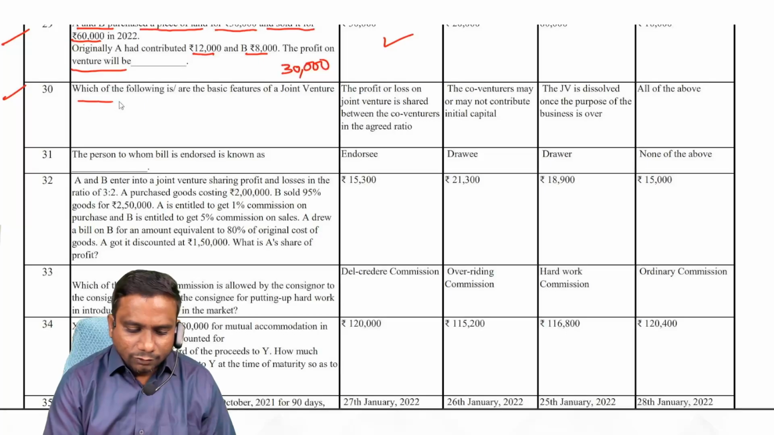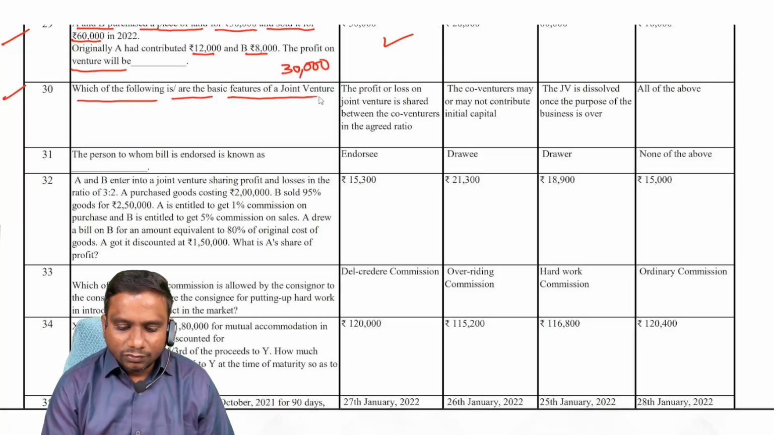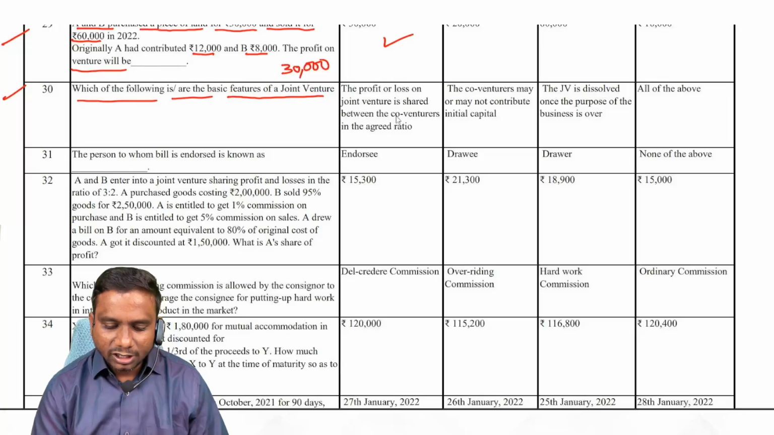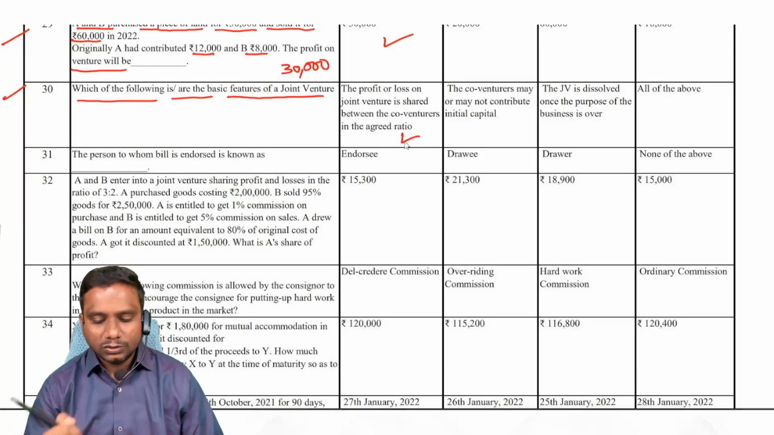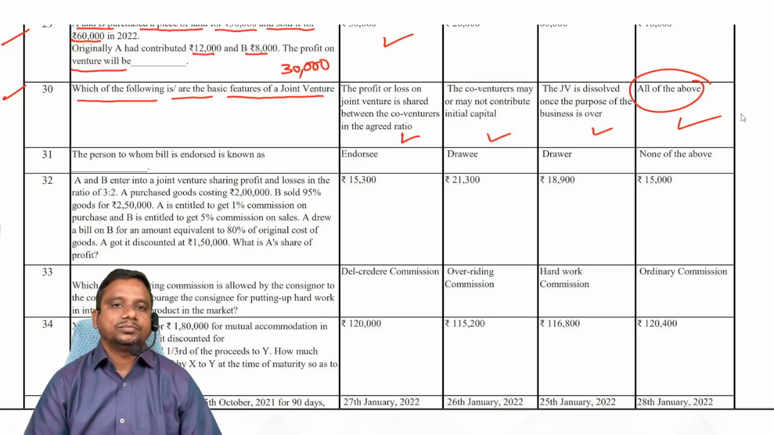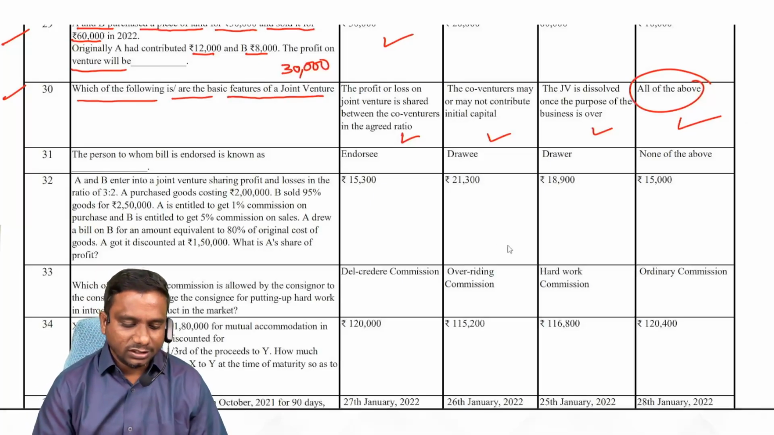Question 30. Which of the following are the basic features of a joint venture? The profit or loss on a joint venture is shared between the co-venturers in the agreed ratio. Yes. The co-venturers may or may not contribute initial capital. Yes. The joint venture is dissolved once the purpose of the business is over. Yes. So all of the above is the correct answer. All three are features of a joint venture.